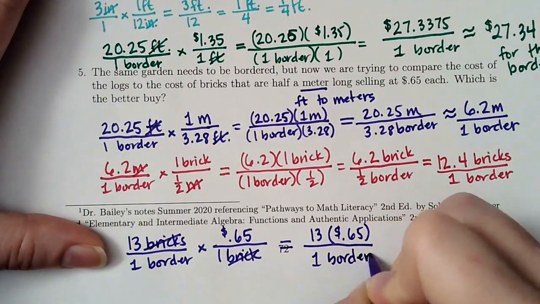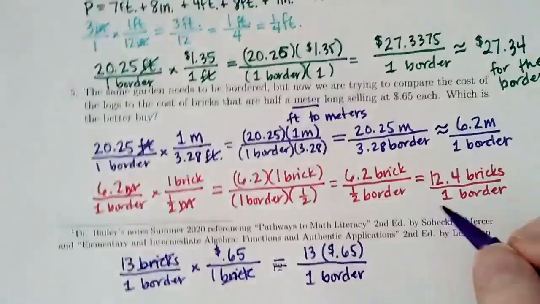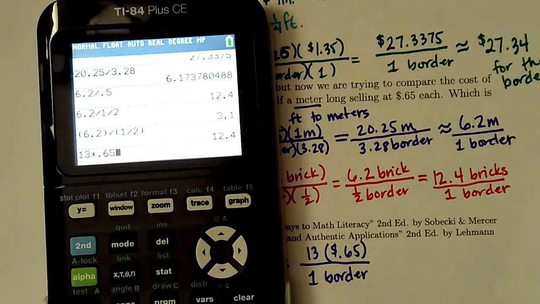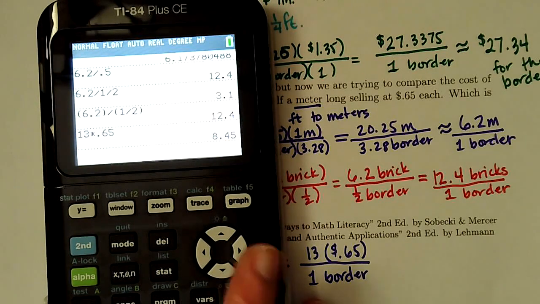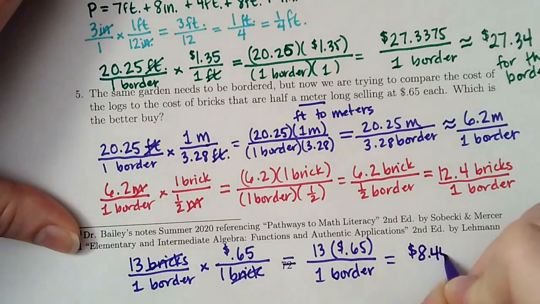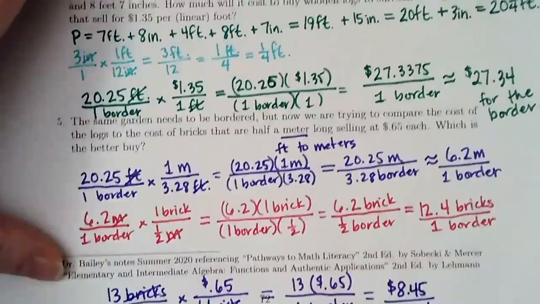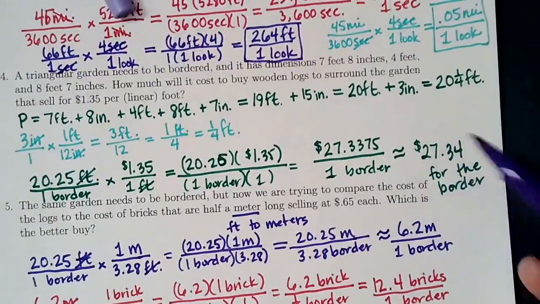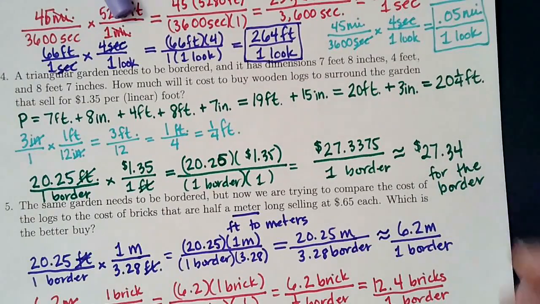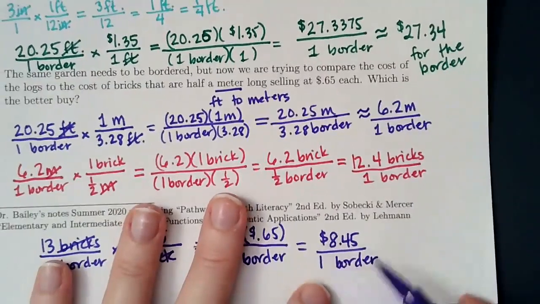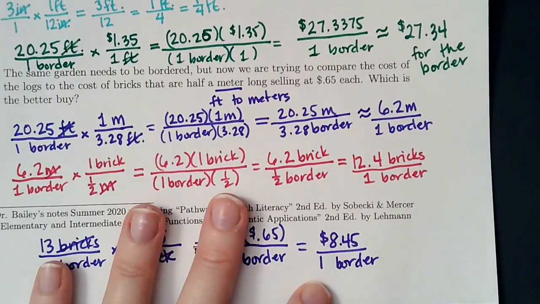1 times 1 makes 1. And now I multiply. 13 times 65 cents each, $8.45. So $8.45 for the whole border. Okay, so if we're going to compare the logs, $27.34 for the whole border, bricks, $8.45 for the whole border.